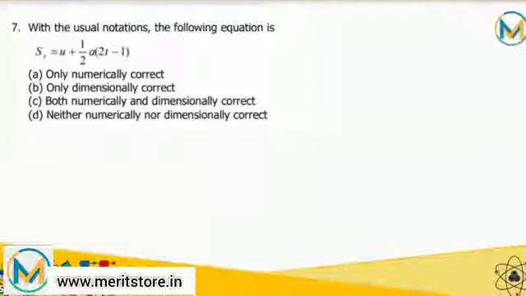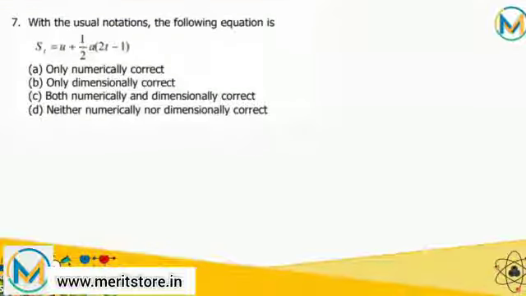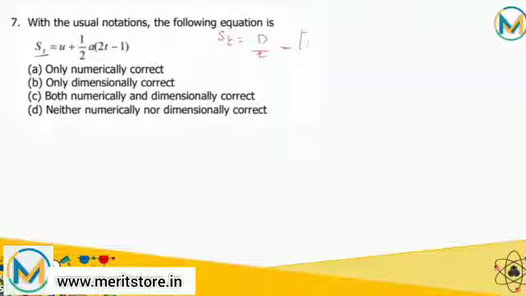Looking towards the next question, with the usual notations, the following equation is S_t = u + (1/2) a (2t - 1). We can derive this equation from the equation of motion, so it is numerically correct. Now here this S_t is the distance travelled in time t seconds, which is given as distance upon time, and the dimension can be written as L T^-1.